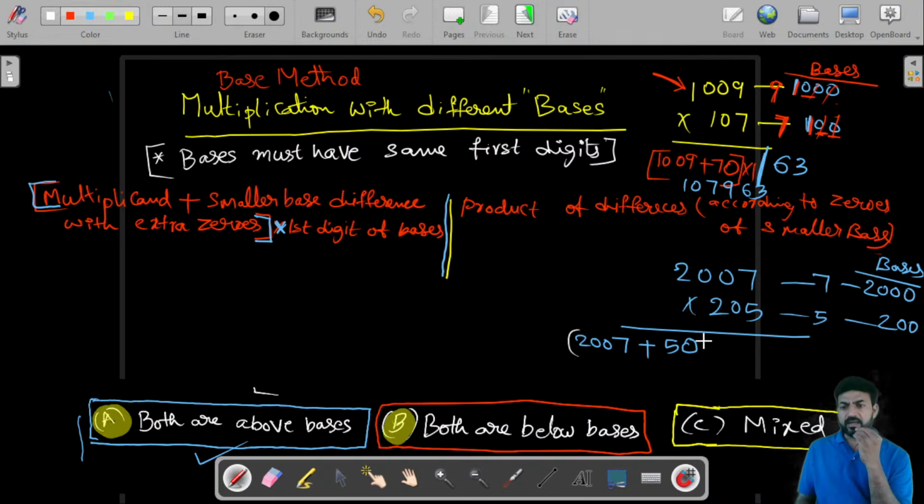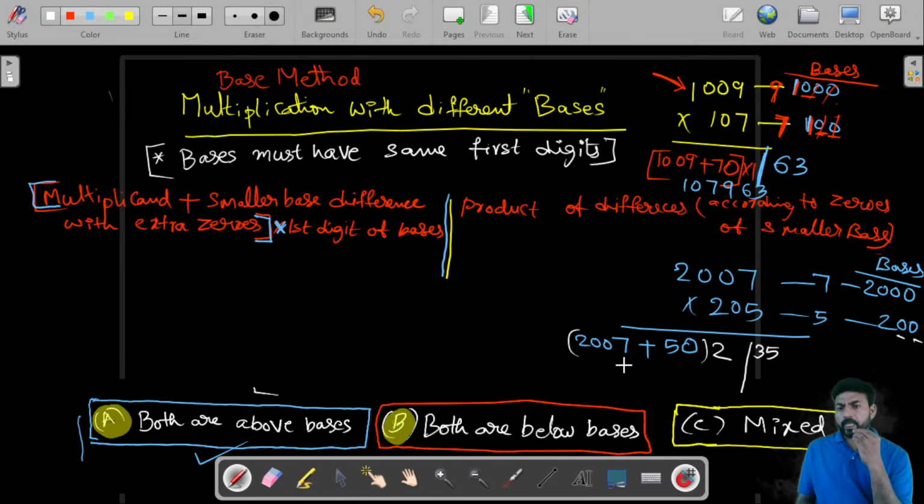Did you understand? And as usual, first digit of base. What is the first digit of base? 2. That is the reason bases must have the same first digit. If you find two different first digits, that is confusing, or else this method will not be applicable. So product of differences, 7 5s are 35. Here what are the zeros? The smaller base has 2 zeros, so 35 is a two digit number. It has 2 zeros, that is fine. We need not add zeros here.